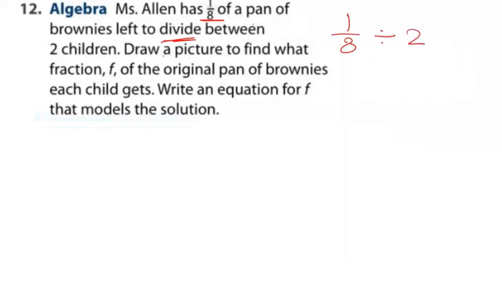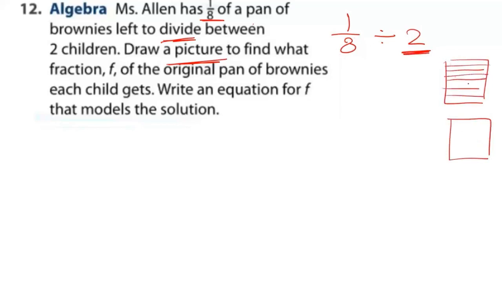Draw a picture. It means a model. To find what fraction of the original pan of prawns each child gets. Write an equation for f that models the solution. The model according to the whole number given. Here is 2. Okay, 2 models. We will divide each one in 8 parts. 1, 2, 3, 4, 5, 6, 7, 8. 1, 2, 3, 4, 5, 6, 7, 8.